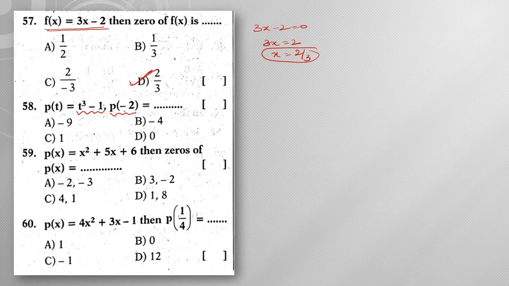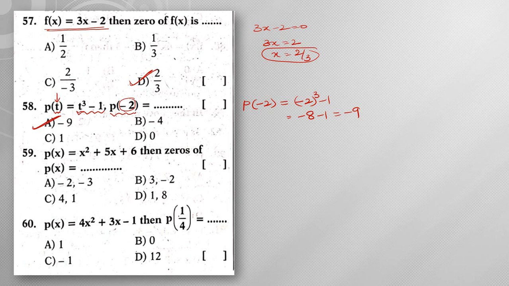Next, p of t is equal to t cube minus 1, then p of minus 2 is equal to what? If you observe here, p of t, whenever you have t on the left, on the right-hand side also we have t. Now in the place of t, he replaced minus 2. That means in the place of t, replace minus 2 on the right-hand side also. We get minus 2 whole cube minus 1. Minus 2 whole cube is minus 8, minus 1 gives me minus 9. Hence the answer is minus 9.